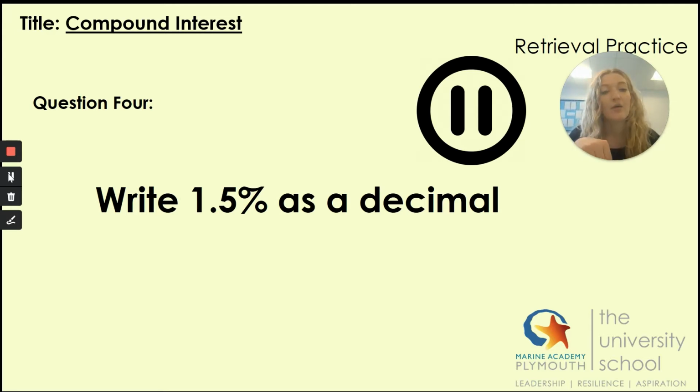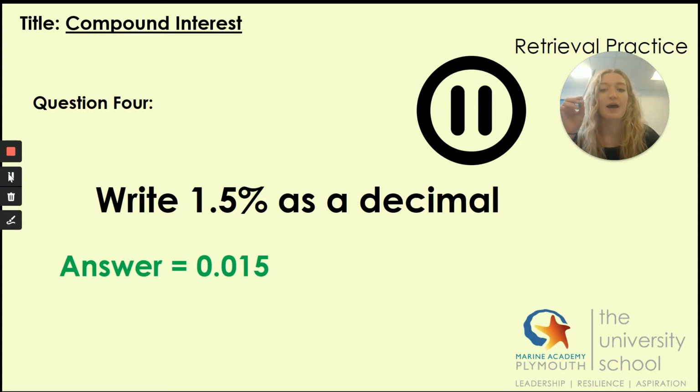Question 4, write 1.5% as a decimal. Okay, remember what we're doing here. We're still dividing by 100. Thinking about that. Pausing it now. And 3, 2, 1, pen drop, green pen up, and 0.015. Okay, remember 1% as a decimal is 0.01. 2% as a decimal is 0.02. So 1.5% as a decimal would be 0.015. Okay, again, watching that previous video if you need some extra information on that.